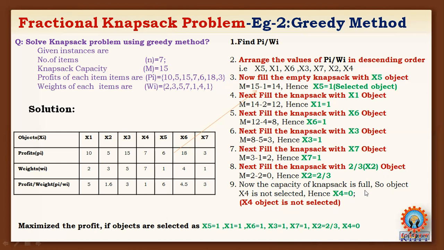So in this problem, whenever I fill the knapsack with the different items, I have used three properties: 1, 0, and fraction. So the problem clearly indicates that if I can select all the 7 items in this manner, I will get the maximum profit. Now we will see how much profit we will get once we select the items in this way.